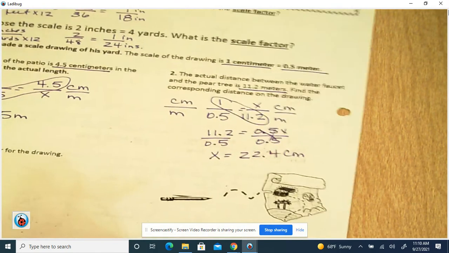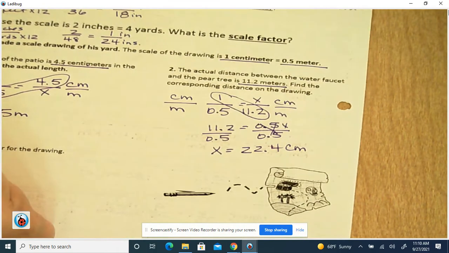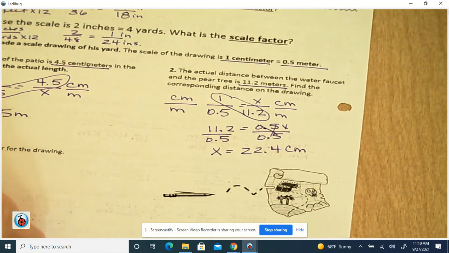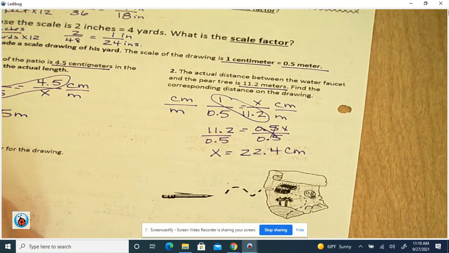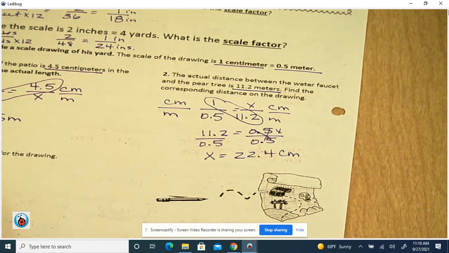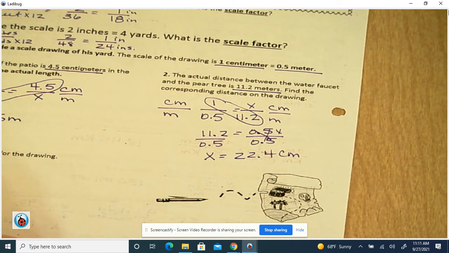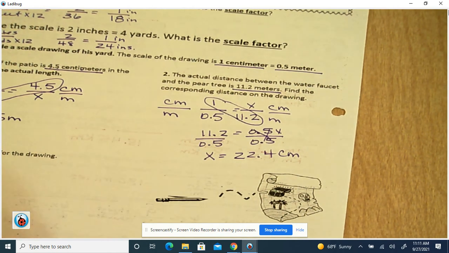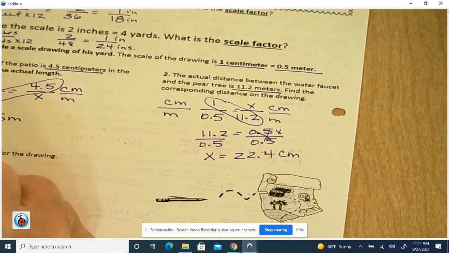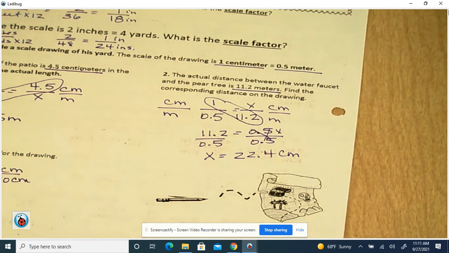Find the scale factor of the drawing. We would take the 1 centimeter over the 0.5 meters. So that's half a meter. And I know that 1 meter equals 100 centimeters. So if we divided that by 2, that's going to give us 50 centimeters here. So 1 centimeter equals, or the scale factor is, 1 to 50.